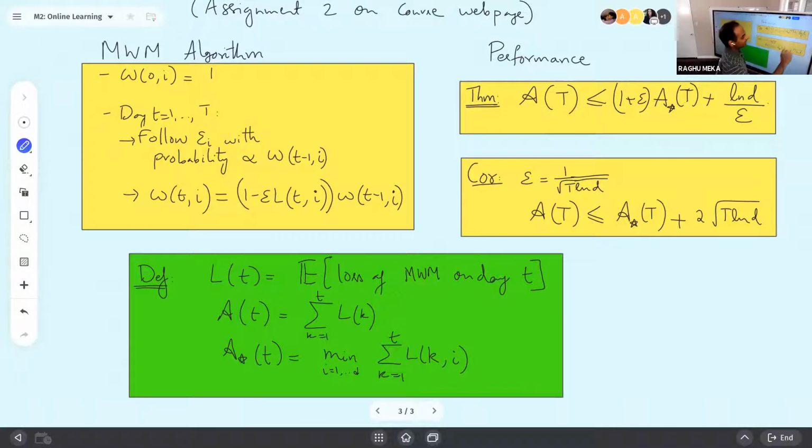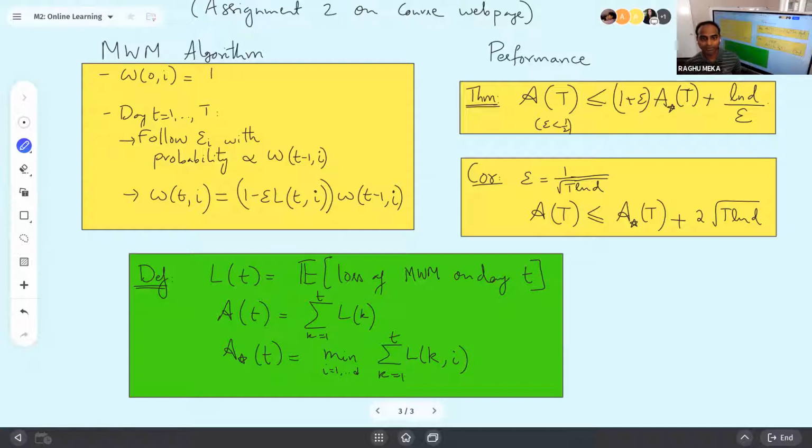And once you have this generic bound, here we're not setting epsilon to be anything. You can set epsilon to be 0.1, 0.3, anything you want. I should say that epsilon has to be something less than a half. And you see that epsilon is 1 over square root t ln d. You get A of t, the expected loss, is at most A star of t plus 2 times square root log t. This is just instantiating the previous general bound with this specific epsilon.